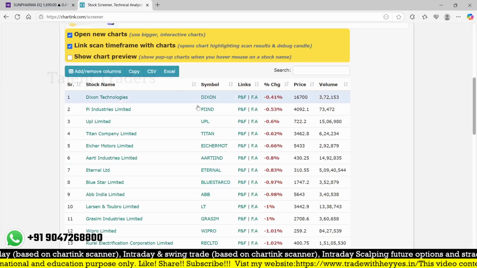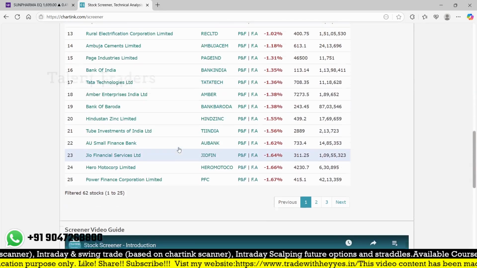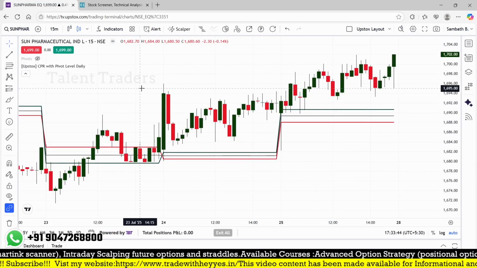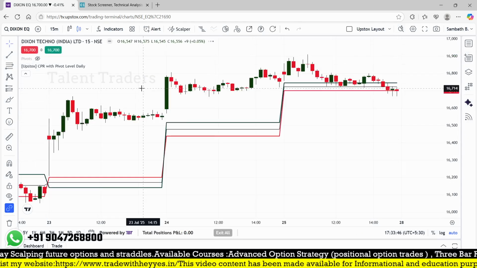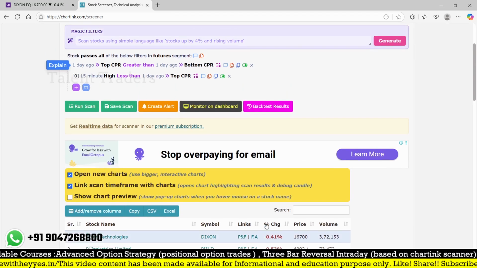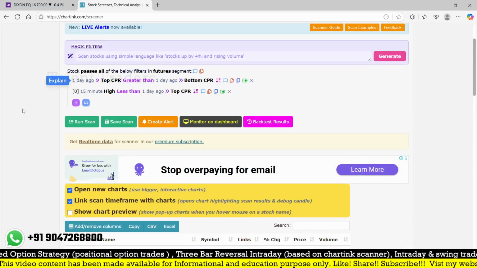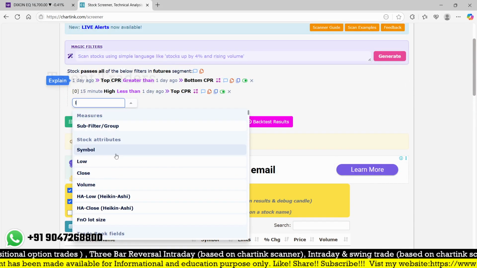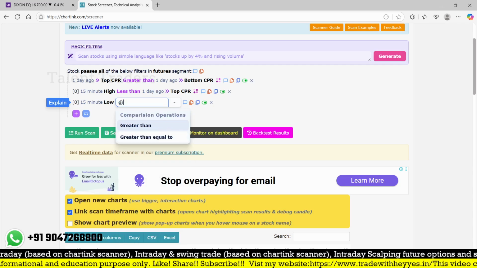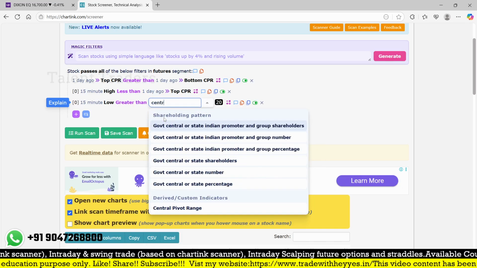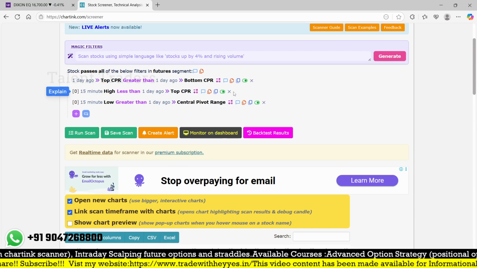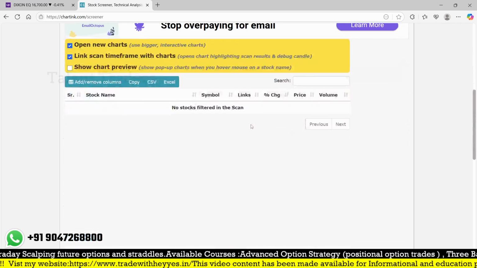This finds many stocks. With less than, many stocks came up, Dixon for example, which is below the TC value. But I should compare so that it is between the pivot and the higher level. So let me go for the low of that 15 minute candle, which should be greater than the central pivot. This is also on the 1 day timeframe, because these values are calculated based on the previous day's levels.